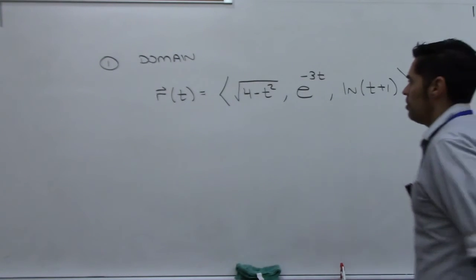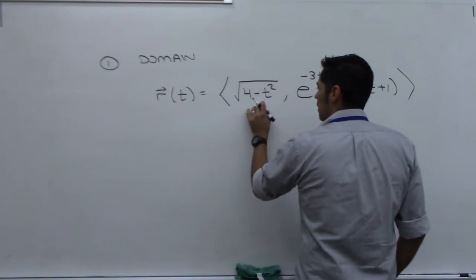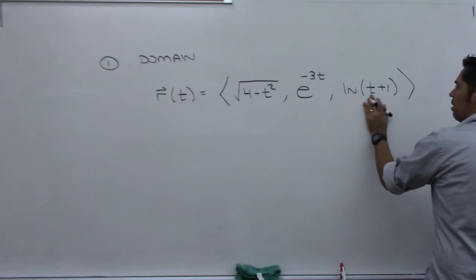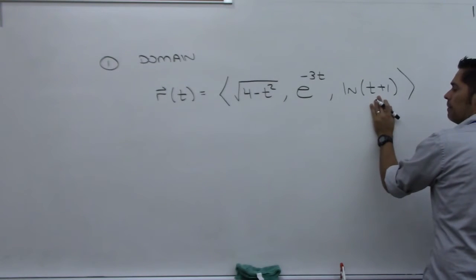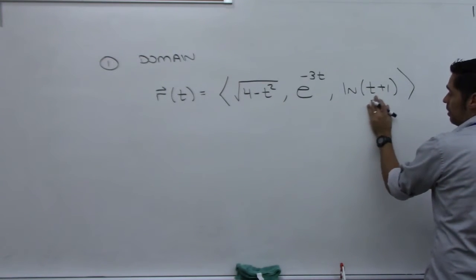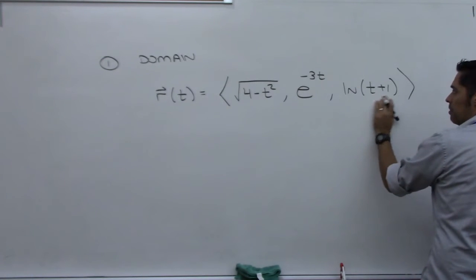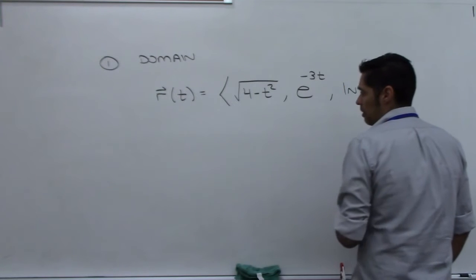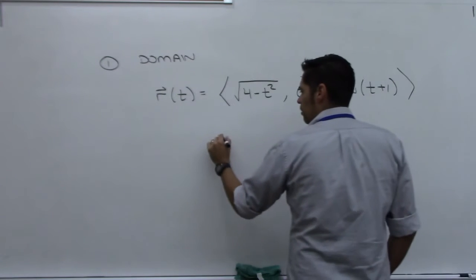I have some issues, square roots. I cannot have a negative number under here. And then natural log, I can't have a negative number in here either. So this argument must be greater than or equal to 0, and this radicand must be greater than or equal to 0. So I'm going to go ahead and look at those two.